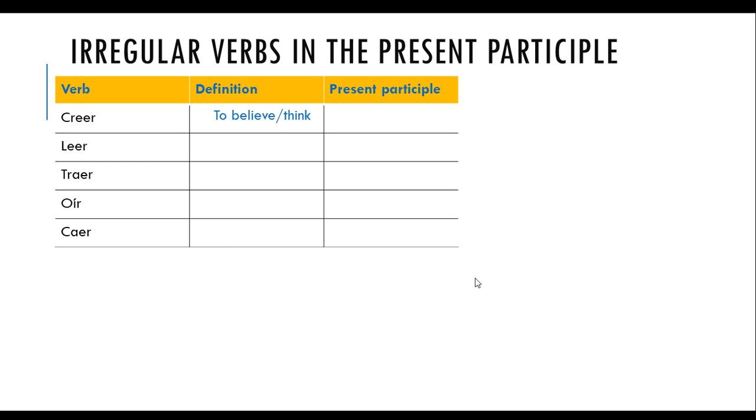So creer means to believe or to think. Leer means to read. Traer means to bring. Oír, to hear. Caer, to fall. So the present participle of creer, it's creyendo with the Y rather than an I. Leer, leyendo. Traer, trayendo. Oír, oyendo. And caer, cayendo. So as you can see, the I is going to become a Y in those five verbs. So add these also to your list. Pause the video if you need to, right? Or go back.